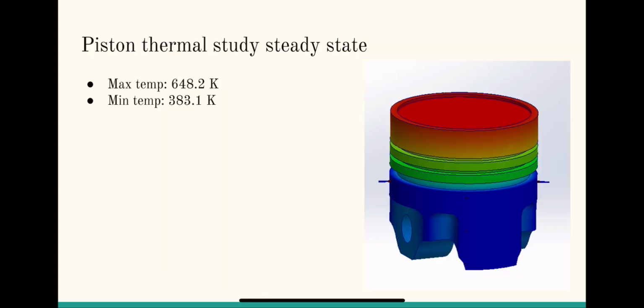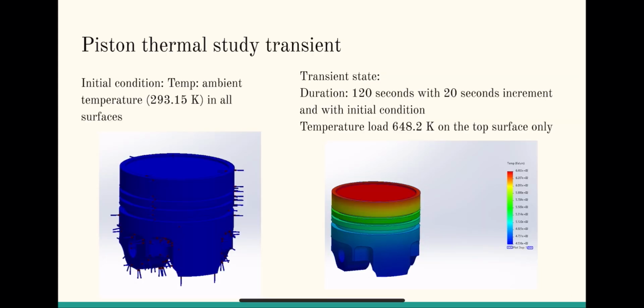The piston thermal study steady state, the max temperature is 648.2 Kelvin, the minimum temperature is 383.1 Kelvin, and the transient state, the initial condition, is the ambient temperature, which is 293.15 Kelvin in all surfaces, and the transient state, which lasted 120 seconds with 20 seconds increment with the initial conditions. The temperature load is 648.2 Kelvin on the top surface only.